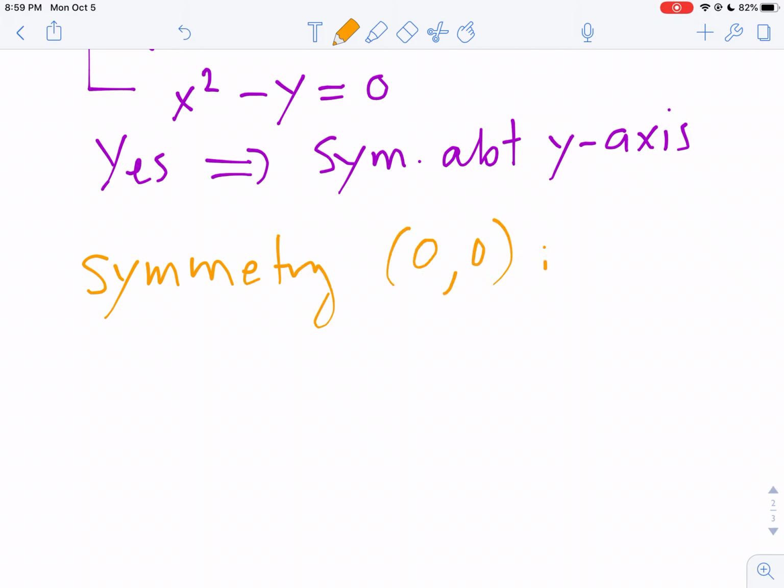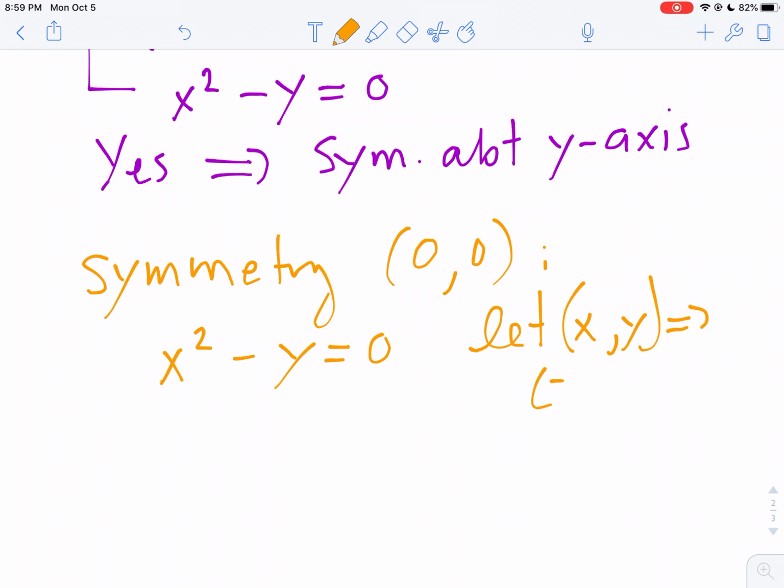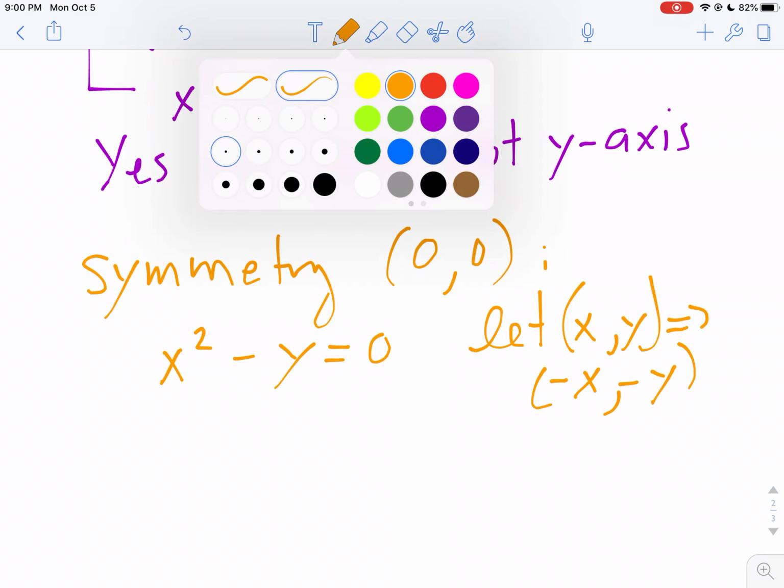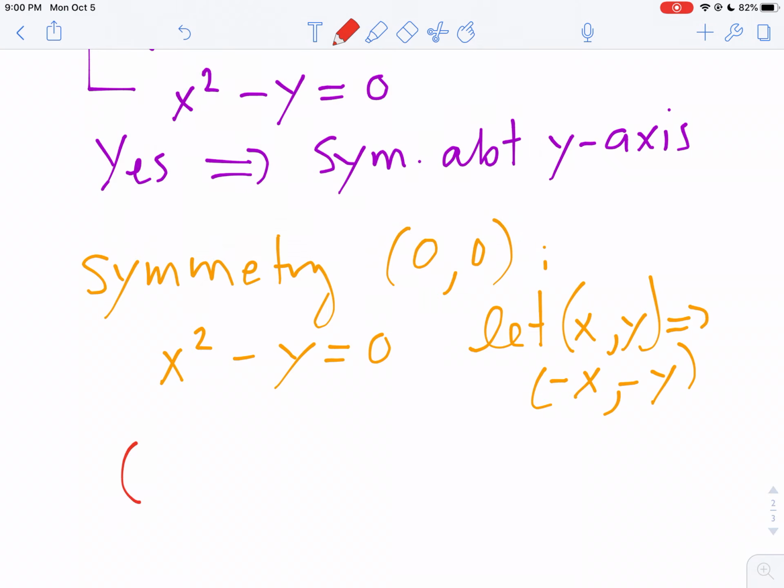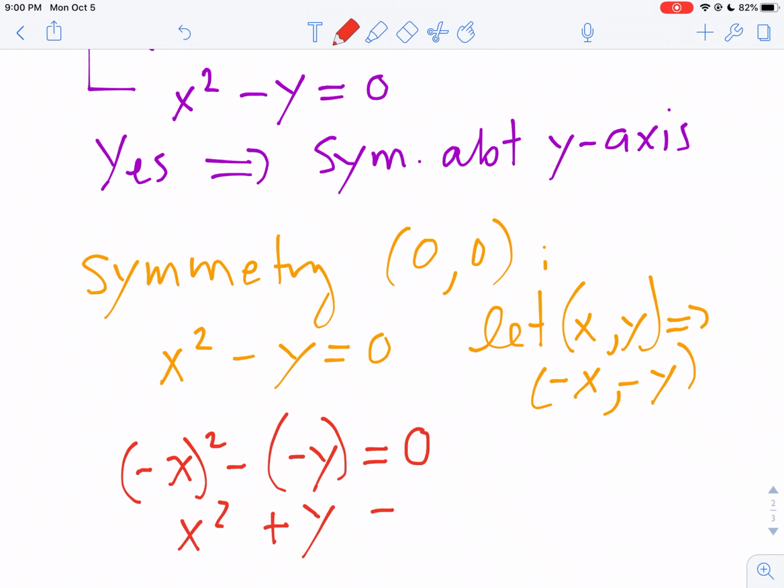Okay, all right, original equation. And now we need to let x and y be equal to negative x and negative y. So you do both substitutions, okay? And again, do the math and see if you get the original equation back. All right, so negative x squared minus a negative y. Notice I'm putting all of those in parentheses. This is going to give me an x squared. This is going to give me a positive y equal to 0.